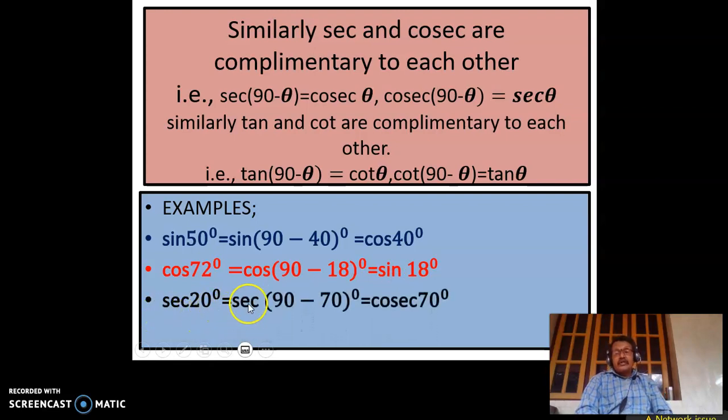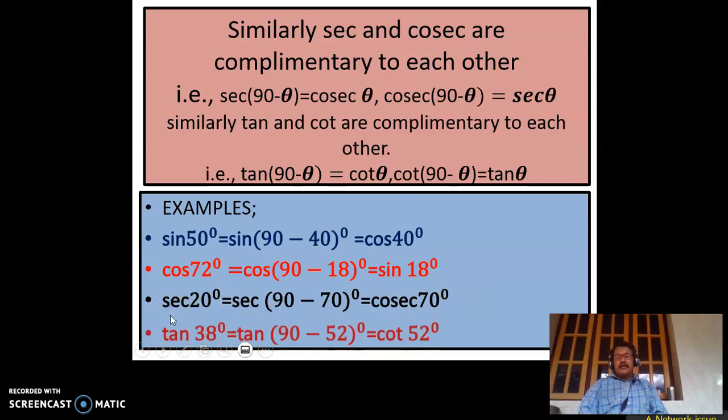Secant 20 can be written as secant 90 minus 70, so that is cosecant 70. Secant 20 equals cosecant 70. Observe that 70 and 20 sum to 90 degrees. Similarly, tan and cot are complementary. Tan 38 equals cot of 90 minus 38, so cot 52.